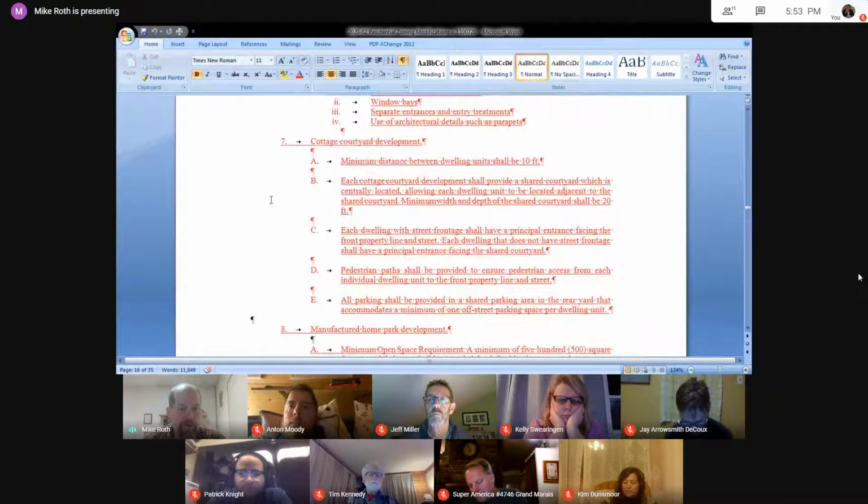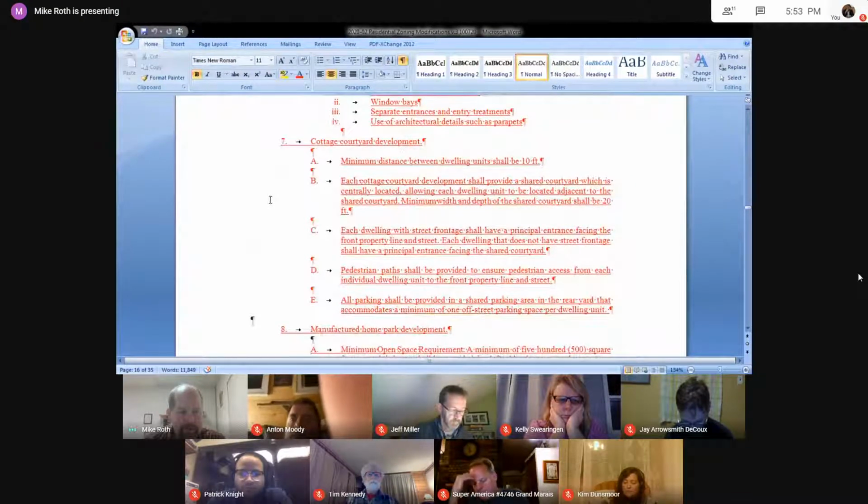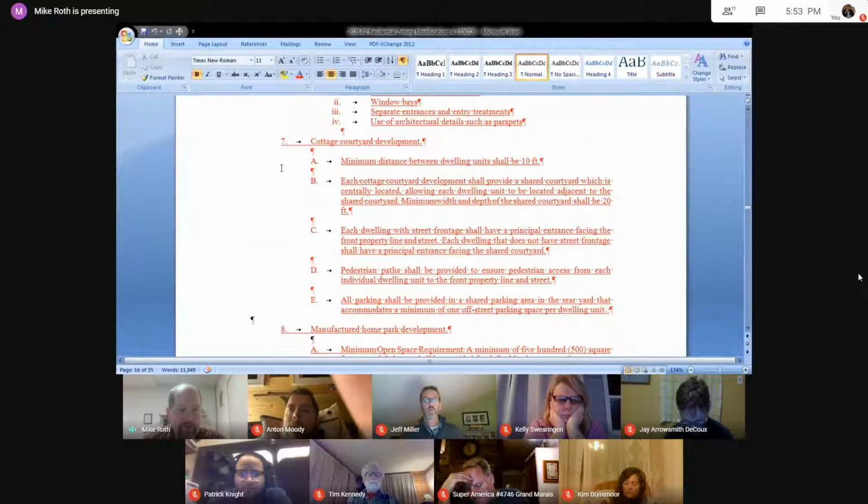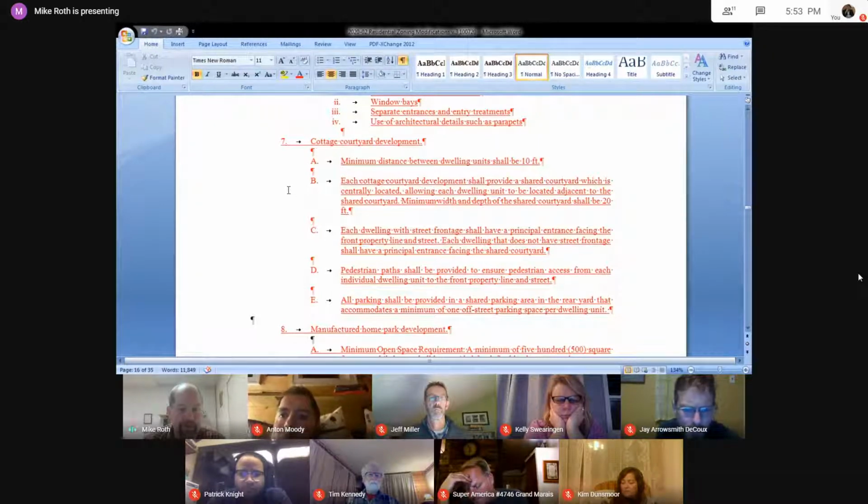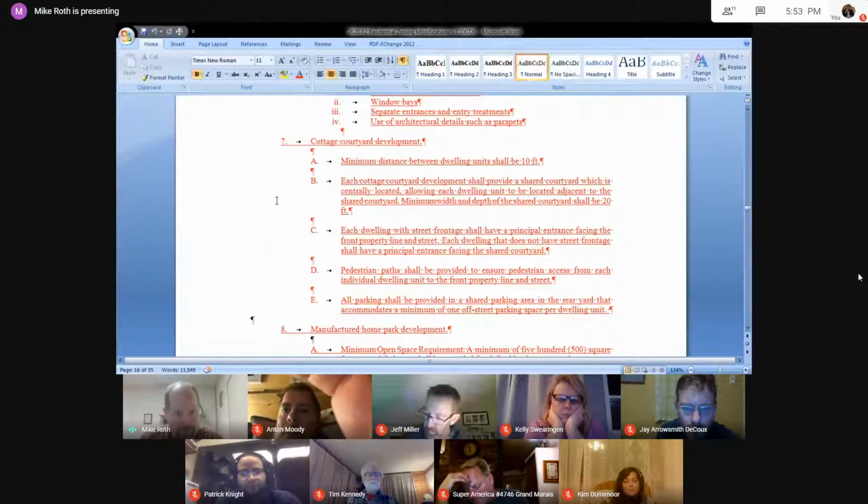Moving on to cottage courtyard development. There are some requirements here. First of all, the dwellings have to be 10 feet from each other. There needs to be a shared courtyard, which is centrally located, allowing each dwelling to be located adjacent to the shared courtyard. So now it's just trying to add some definition with some specificity to what we mean when we say cottage courtyard development. And the shared courtyard needs to be at least 20 by 20 feet.